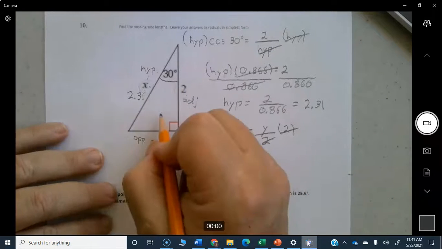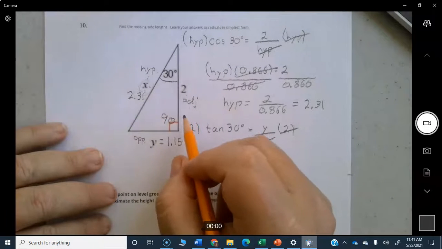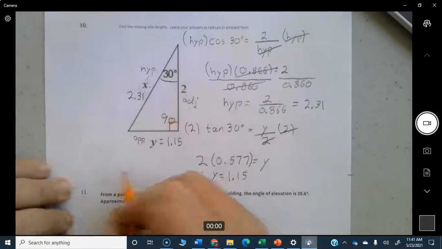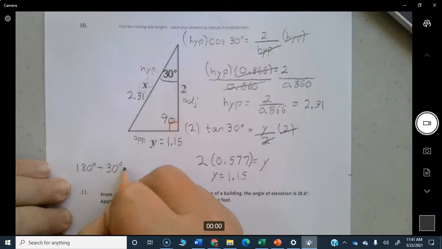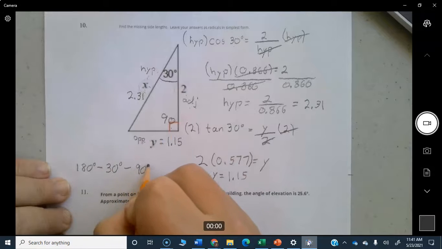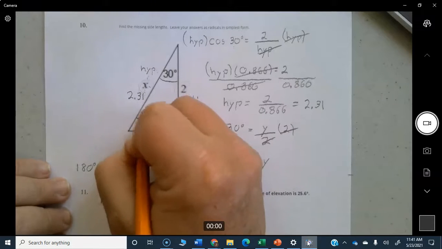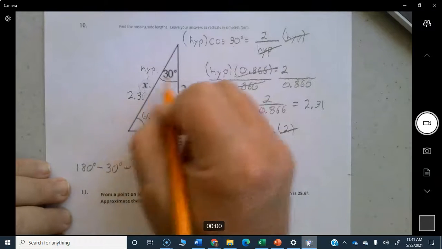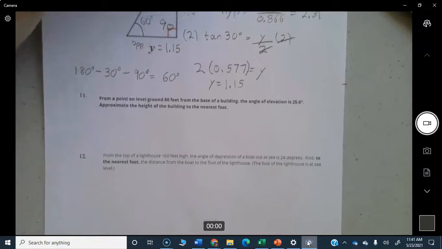Then the angles. This is 90 degrees. 90 plus 30 equals 120. So 180 minus 30 minus 90 is going to equal 60. So this angle is 60. Now we know all 3 sides and all 3 angles. Hopefully by now these are starting to make some sense. All right, let's do 11 and 12.